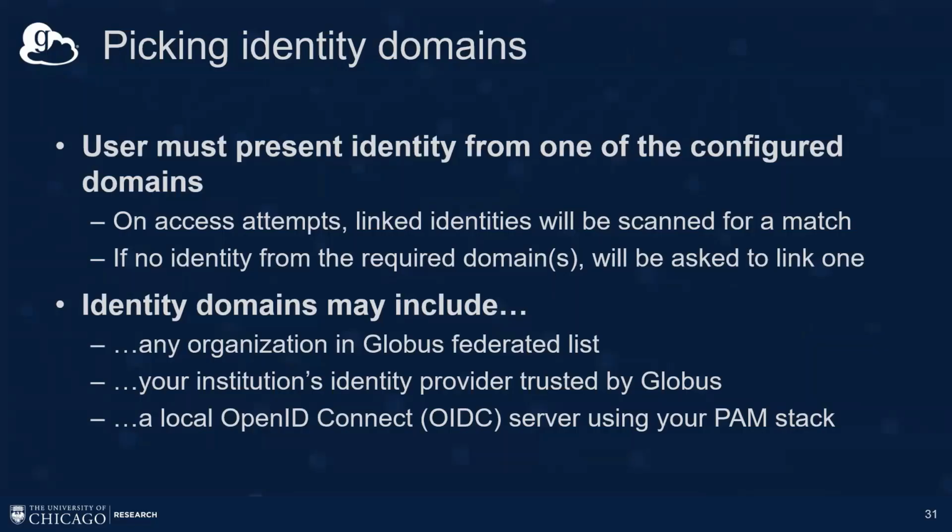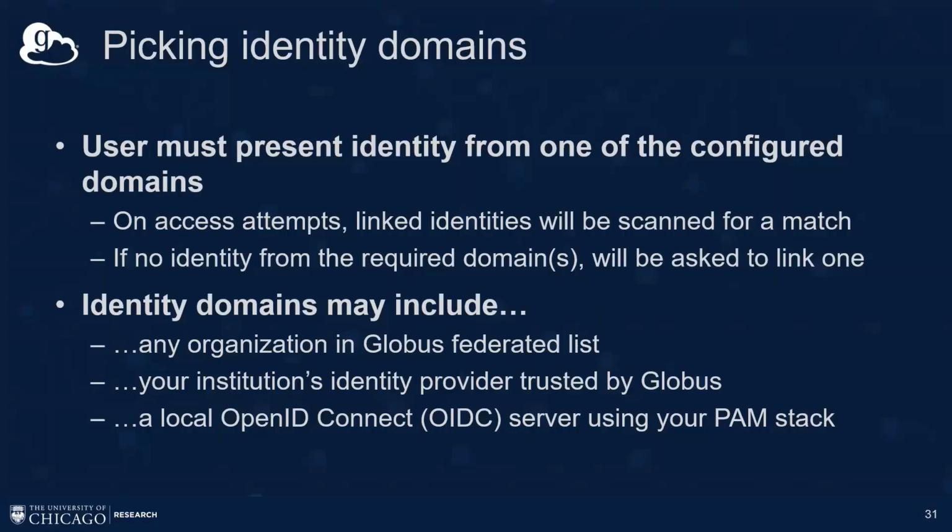As a user in the Globus universe, users can have multiple identities linked together. Let's say my ORCID ID, my University of Chicago ID, my Globus identity, my personal Gmail, my GitHub. I have multiple of those. It's still the same me. I have them linked. Globus knows that it's me.